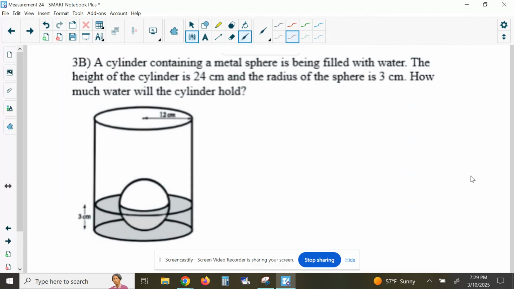So it looks like we are gonna fill all the way up with water. So you basically need the whole thing, but then obviously there's no water right here where the sphere is. So you're gonna have to take out the volume of the sphere. So it looks like you're gonna be finding the volume of both of those pieces in order for you to figure out how much water it will hold, because there's no water where the sphere is.